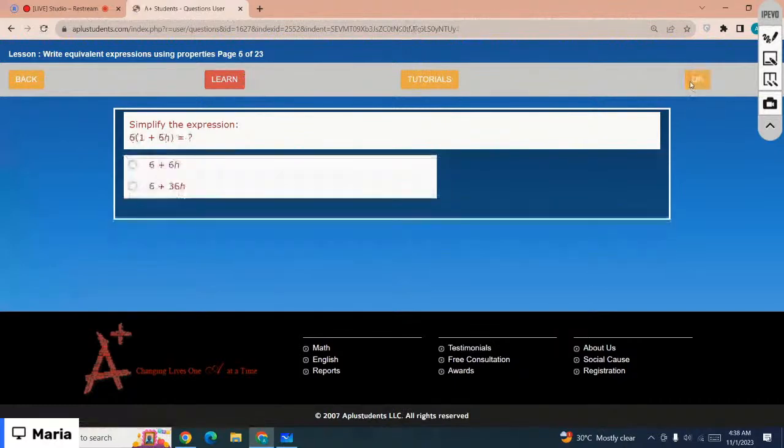You have to apply the distributive property. You have to multiply the number outside with everything that is inside, right? So you have to do 6. Simplify the expression 6 times 1 plus 6h. So which is the correct option?